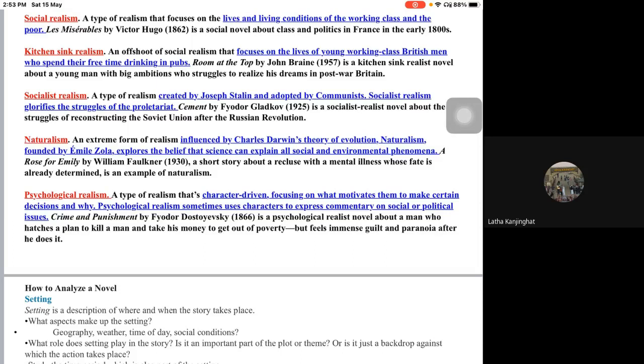An example is Dostoevsky's Crime and Punishment. It's a psychological realist novel about a man who hatches a plan to kill a man and take his money to get out of poverty, but feels immense guilt and paranoia after he does it. So a man plots to kill another man to take his money, but after having done it, he feels terribly guilty. Any other character that comes to your mind when I say this? A man commits murder and then feels guilty about what he has done.